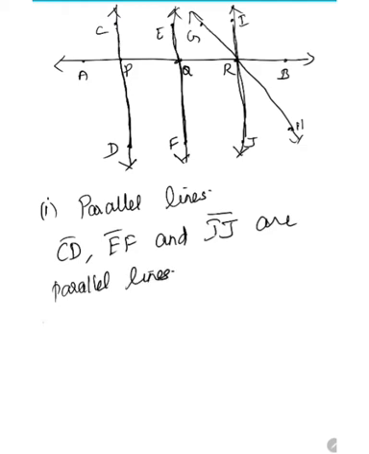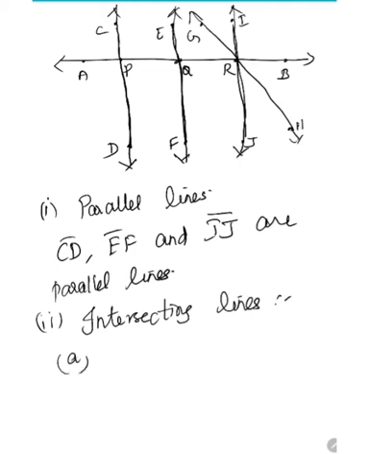So the second one is intersecting lines. What are called intersecting lines? First we take AB and CD. Next one, we can take AB and EF. AB and EF.